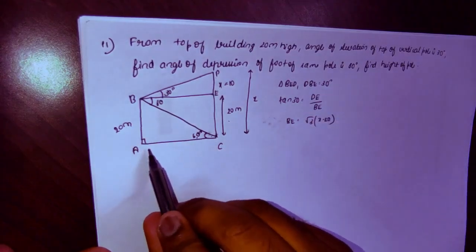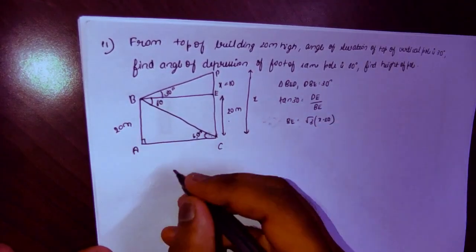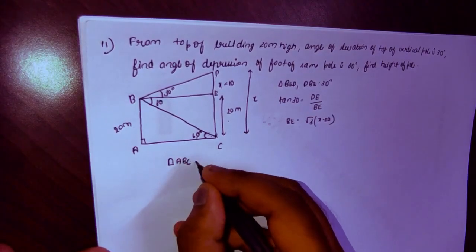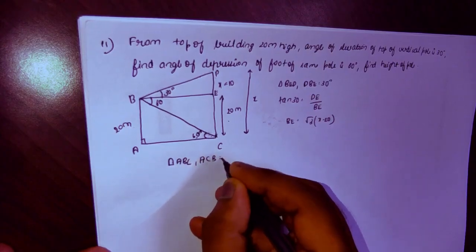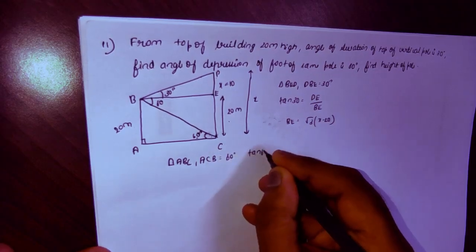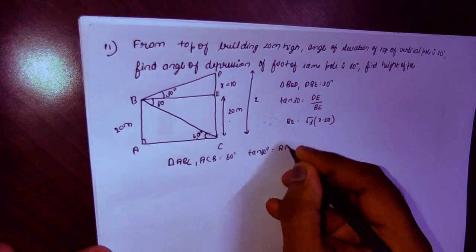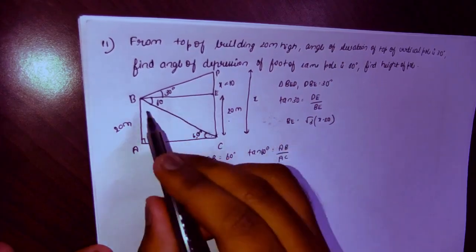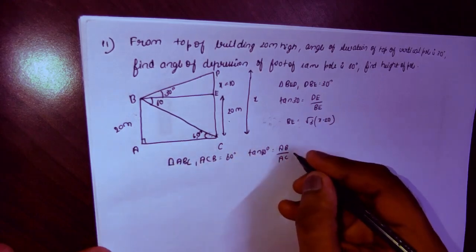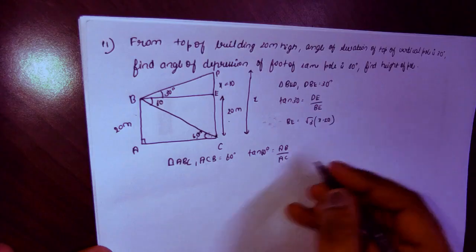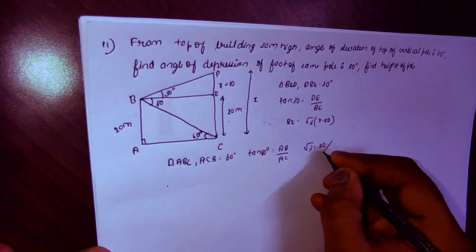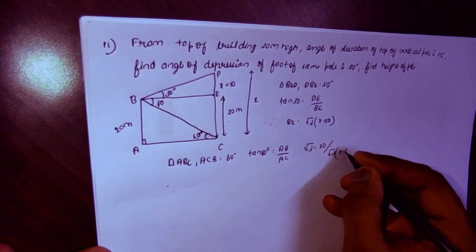We will take triangle ABC. Angle ACB is 60 degree. So tan 60 is equal to AB by AC, that is opposite by adjacent. The adjacent side is AC. We substitute the values. That is root 3 is equal to 20 divided by root 3 into x minus 20.